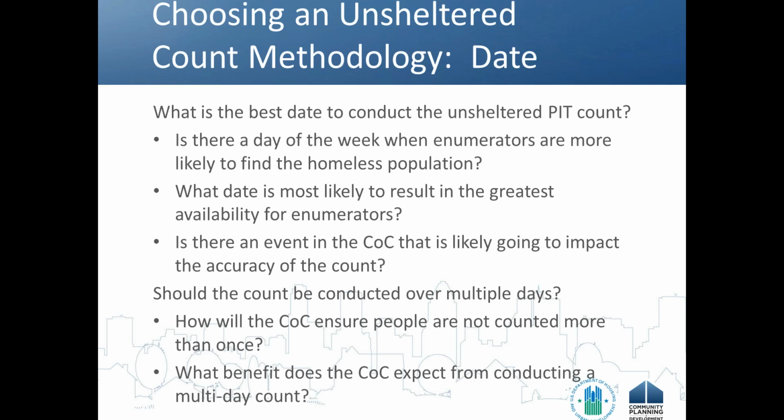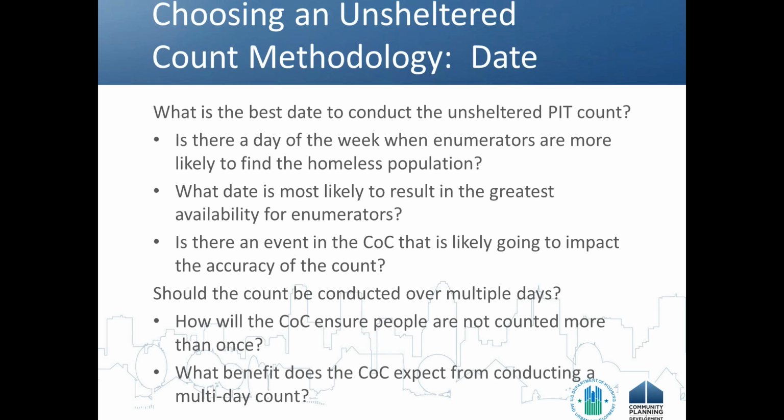You also need to think about if you're going to do a multi-day count. And again, at HUD, we're not discouraging that. We think multi-day counts may be useful. It takes more resources. You have to think, do you have the resources? You really have to make sure your deduplication plan is in place, and that typically is in the form of a survey. You really should be using surveys.